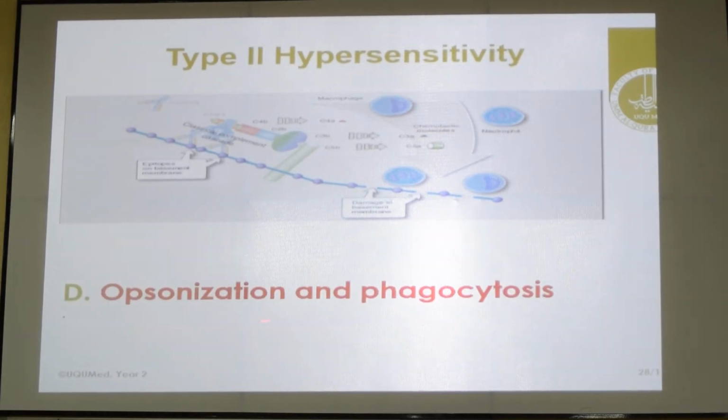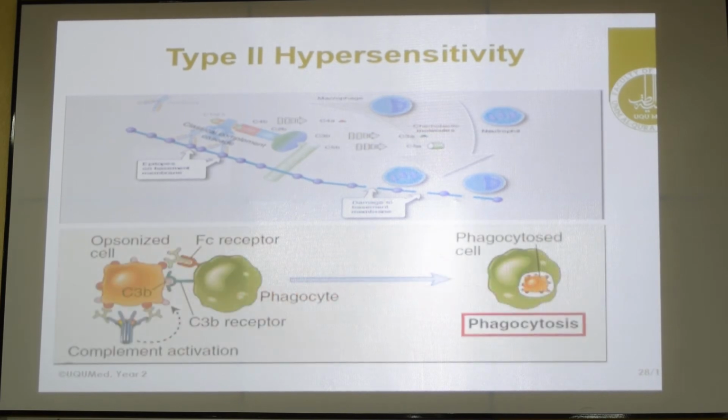This is again just to emphasize or reinforce that opsonization can be done by complements and antibodies. It will result in phagocytosis, and here we are showing you that complement was activated, complement protein C3b bound, and at the same time antibody bound. Fc receptor is causing opsonization and C3b is causing opsonization. As a result, the macrophage has engulfed the whole target cell.